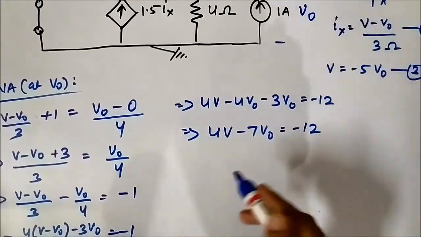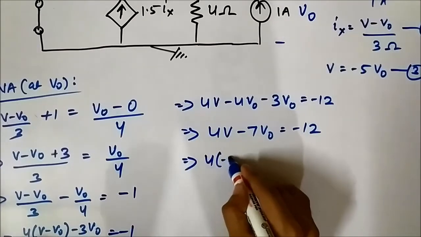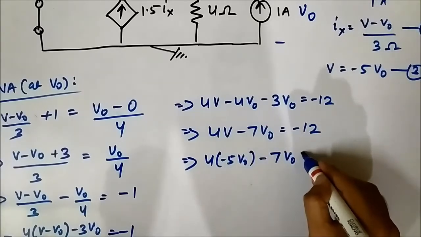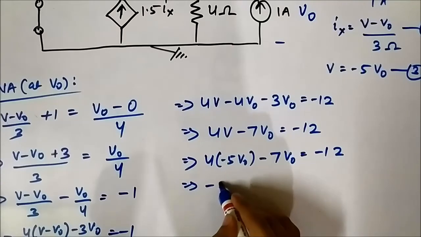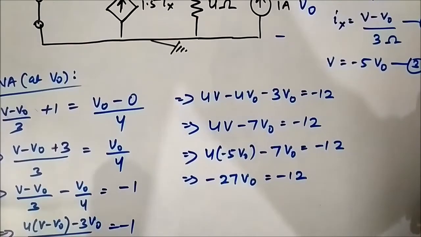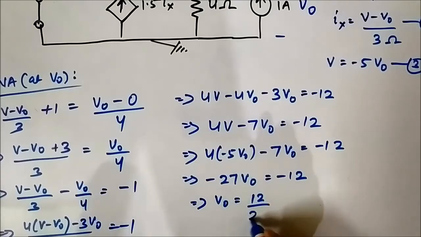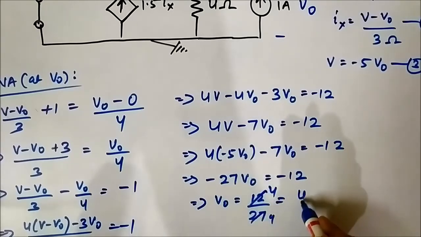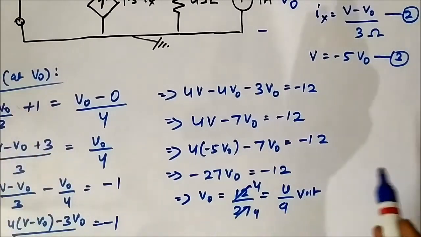So we will substitute V is equal to minus 5 V0. It will be 4 into minus 5 V0 minus 7 V0 is equal to minus 12. So, minus 27 V0 is equal to minus 12. That implies V0 is equal to 12 by 27, which is 4 by 9 volts. V0 is 4 by 9 volt.